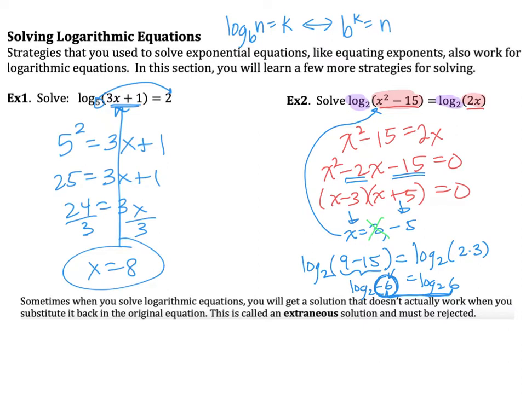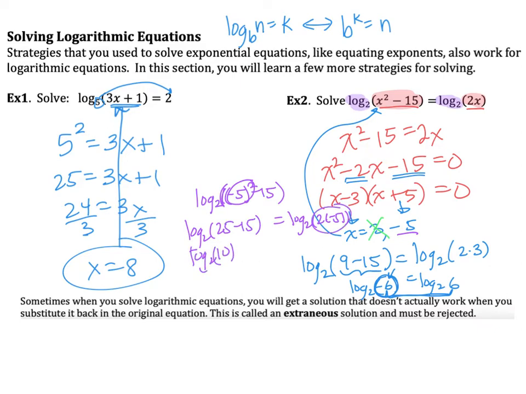The next one, if I do the other solution of negative 5, I'm going to do log base 2 of negative 5 squared minus 15, right? And then that should equal log base 2 of 2 times negative 5. Sorry, I'm running out of room here. That's messy. Apologies. Negative 5 squared. Negative 5 times negative 5 is positive 25. I get 25 minus 15, which is log base 2 of 10. But on the other side, I get 2 times negative 5, which is negative 10. Again, you cannot have a negative here. 10 and negative 10 don't equal each other anyway, so this solution also does not work.